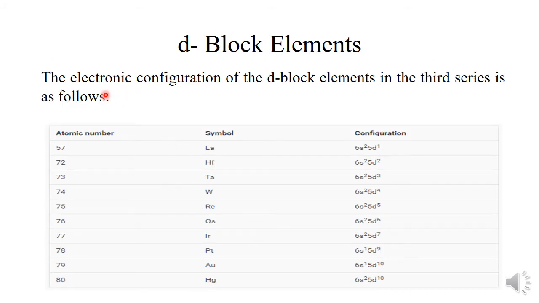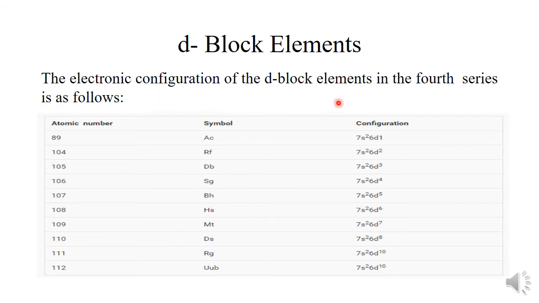Next is the electronic configuration of the d block elements in the third series, that is from lanthanum to mercury, and the third series involves the filling of the 5d orbital. Next is the electronic configuration of the d block elements in the fourth series, which involves the filling of the 6d sublevel, that is from actinium to the element having atomic number 112.